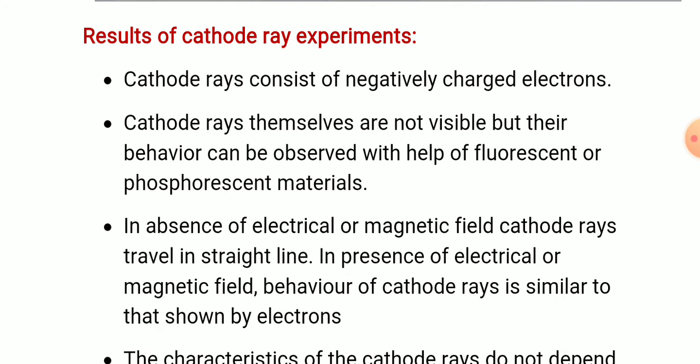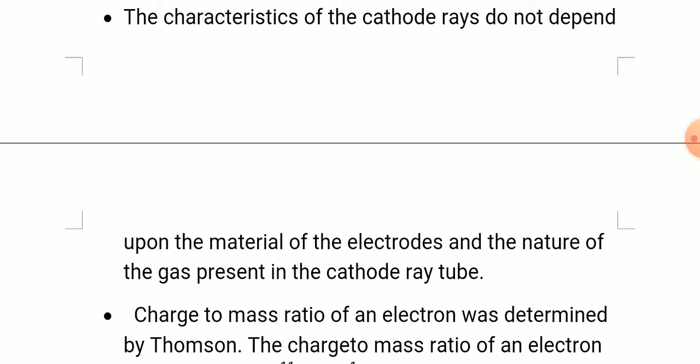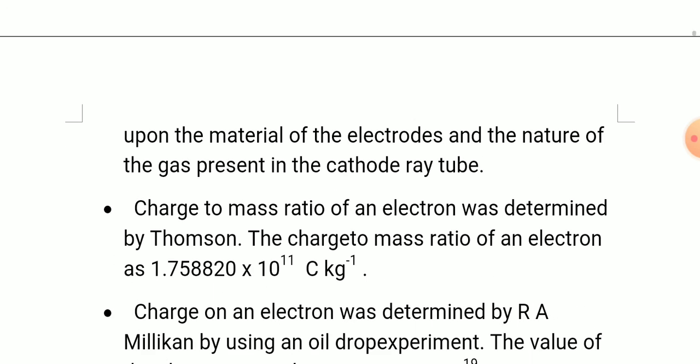Next point, the characteristics of cathode rays do not depend upon the material of the electrodes and the nature of the gas present in the cathode ray discharge tube. So the characteristics of cathode rays do not depend on the nature of the gas present in the discharge tube.